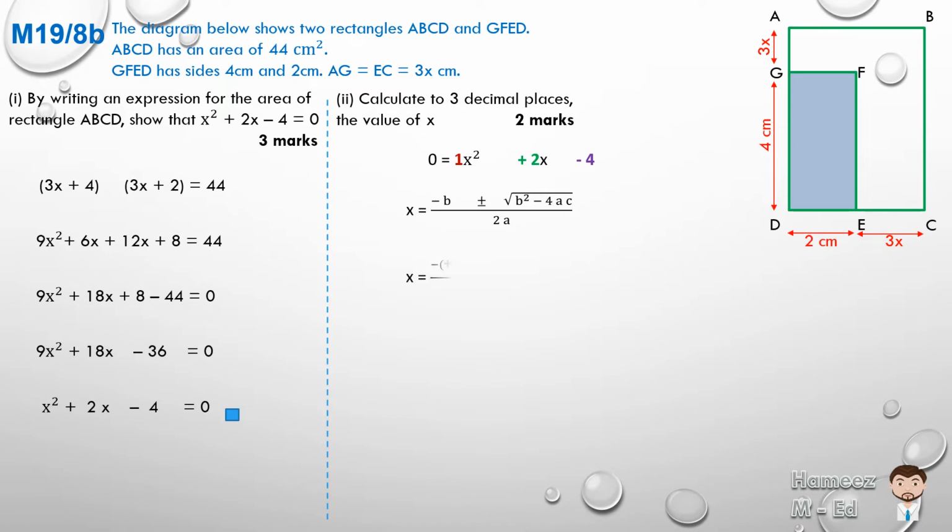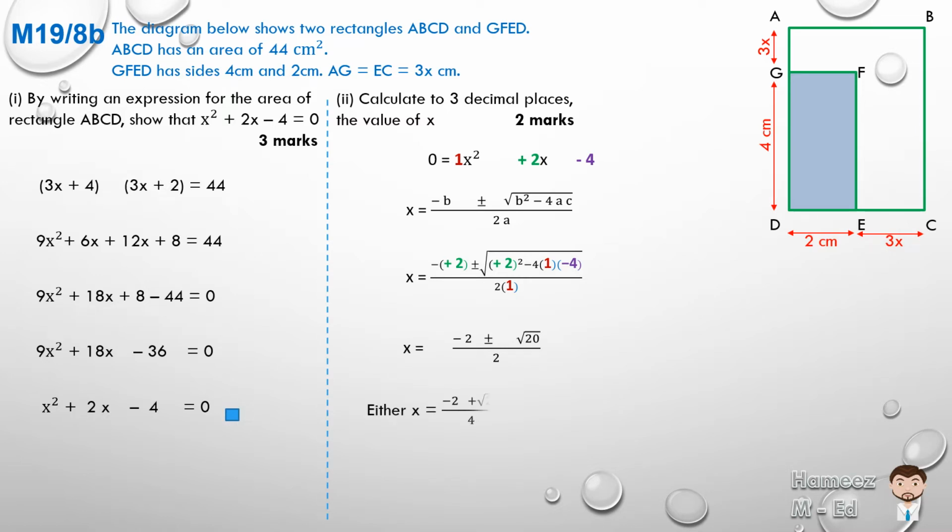So let's substitute. Minus plus 2 plus or minus the square root of plus 2 squared minus 4 times 1 times minus 4 all over 2 times 1. And that will simplify to minus 2 plus or minus the square root of 2 squared, 2 2s are 4, minus 4 times minus 4 is plus 16. So 4 plus 16 is square root of 20. So minus 2 plus or minus the square root of 20 all over 2.